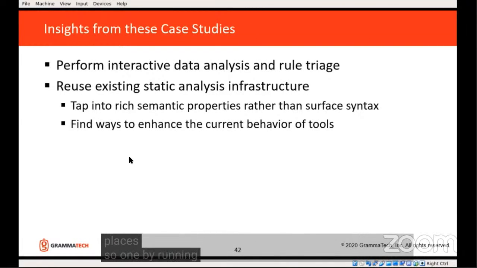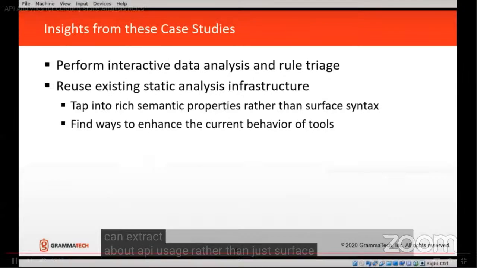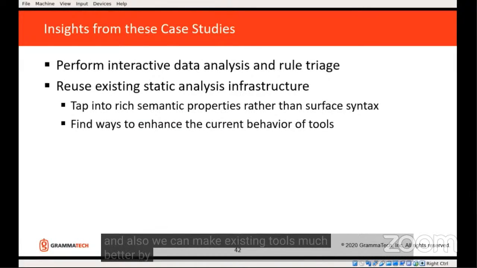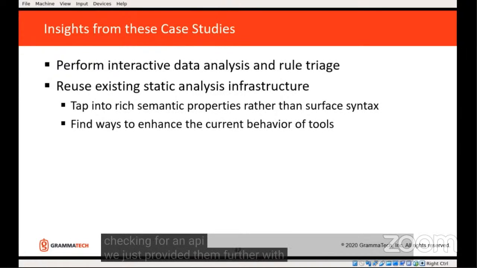So one, by running static analysis on lots of code, we can tap into rich semantic properties that these analyses can extract about API usage rather than just surface syntax. And also we can make existing tools much better by reducing their false negative rate. So for example, CodeSonar and Clang-Tidy already had most of the mechanisms for return value checking for an API. We just provided them further with a large list of APIs to do that for, increasing the utility of this feature. So with that, I'm open for any questions.